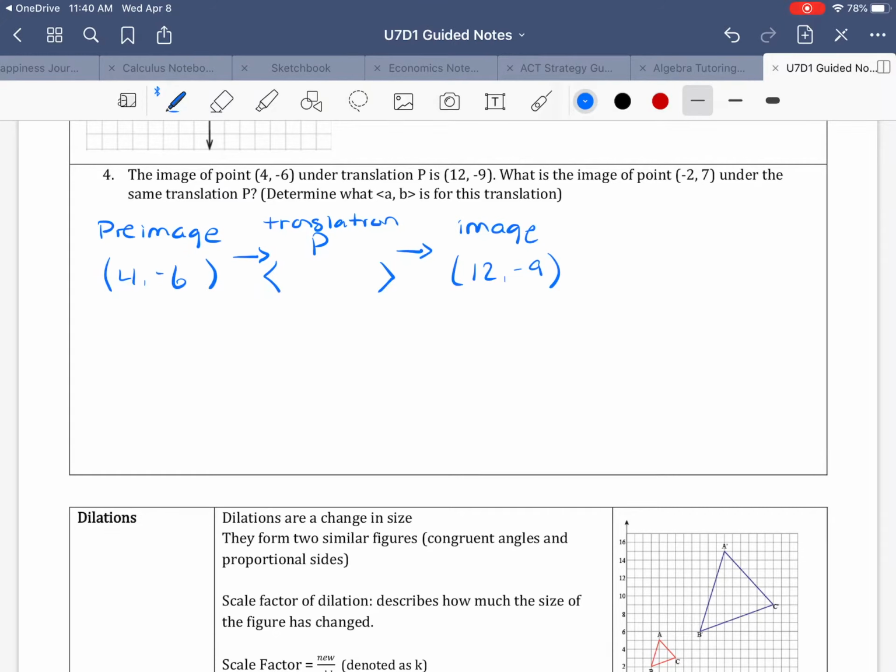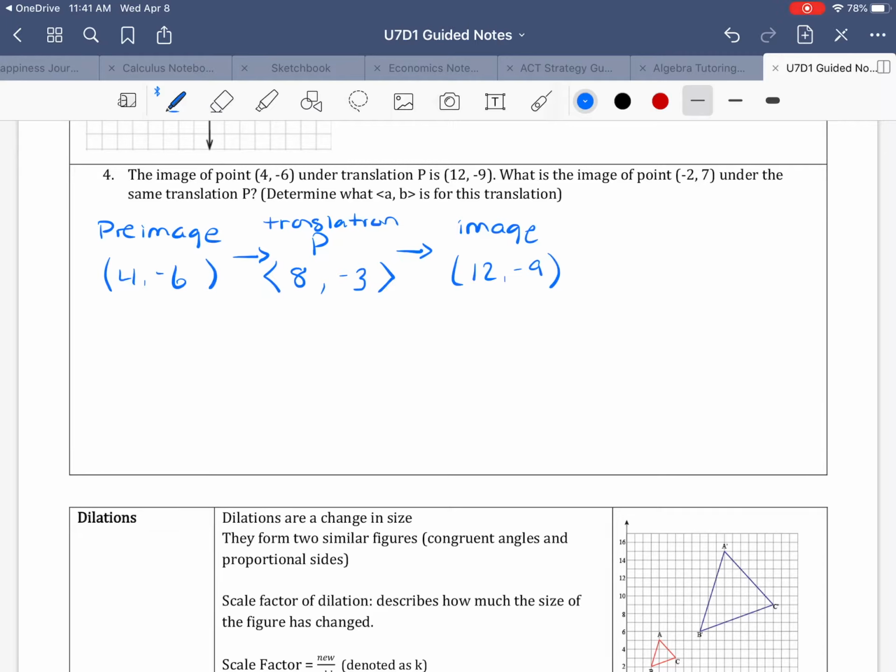So in order to go from 4 to 12, we know that it's going to go to the right 8 units. So this first number we know is going to be an 8, because if you do 4 plus 8, we get 12. We also know that if we have negative 6, we're going to need to go down 3 units to get to negative 9. So we get negative 3, right? So that's the rule for this translation. That's what translation P is telling us to do.